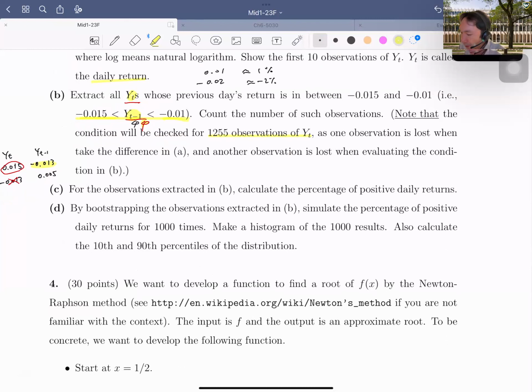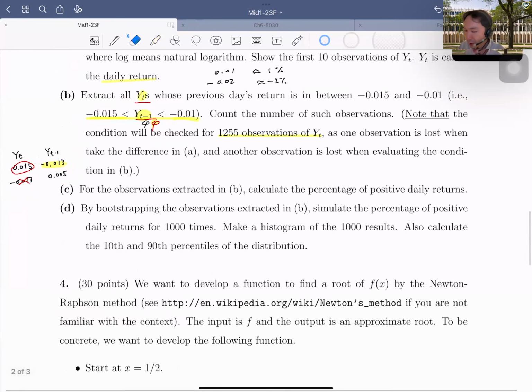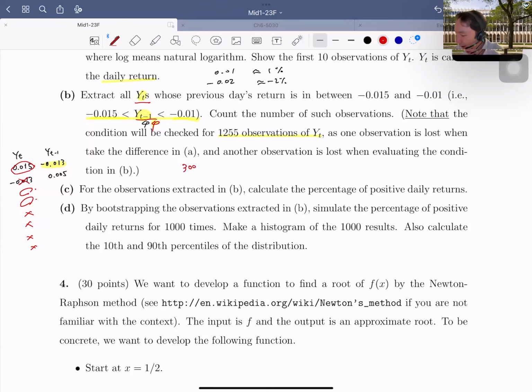And C: for observations extracted in B, calculate the percentage of positive daily returns. So we extracted some numbers, and some of them we don't extract. Based on the extracted numbers, see if the YT is positive or not, and we can calculate the percentage of positive returns. Suppose in B we extracted 300, and we have only 100 positive returns, then 100 over 300 is the answer.